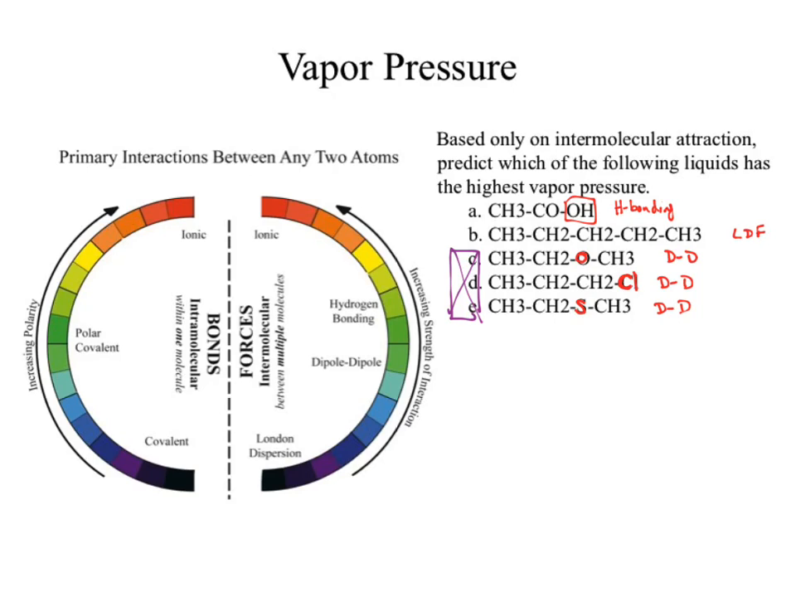So what's the correlation between vapor pressure and attraction? What is vapor pressure? The lower the attraction between our individual particles, the higher the vapor pressure, because vapor pressure is a measure of the gas state. So a higher vapor pressure means I have more gas. The reason I have more gas is there's less attractive force between the particles. So the answer would be B. The answer is now B, because London dispersion is a weaker force than hydrogen bonding.